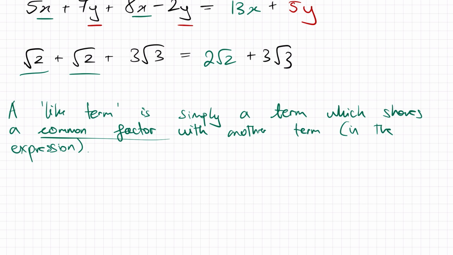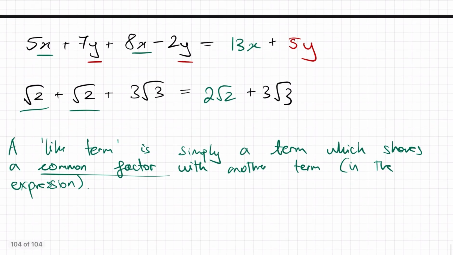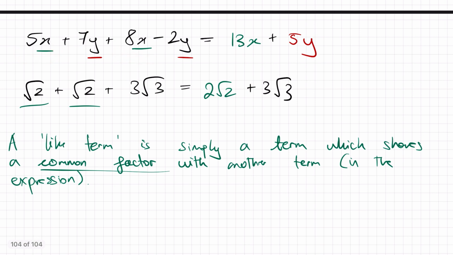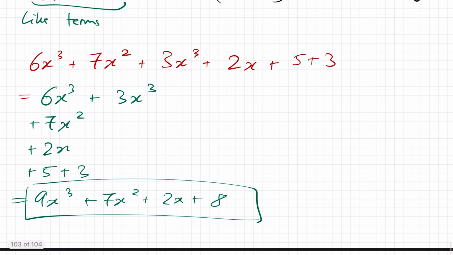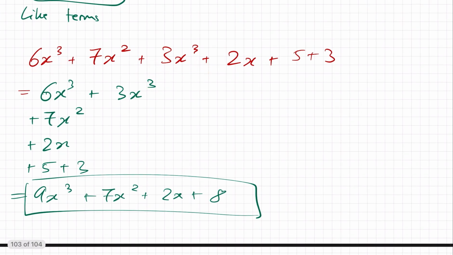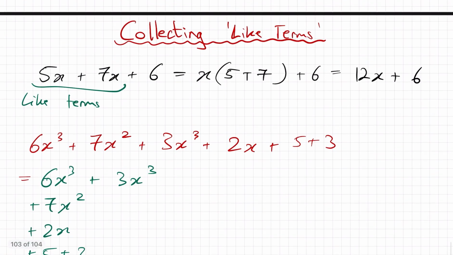So I think common factor is key here, because as you can see, both of these terms share the common factor of root 2. Both of these terms share the common factor of x, and both of these share the common factor of y. Same sort of thing here. Both these terms share the common factor of x cubed. There's only one x squared, but both these share the common factor of 1, if that makes sense. Or the constant term. It's a bit confusing to explain this, but the constant term is the term without any other x's. So, like so, and again, common factor of x.